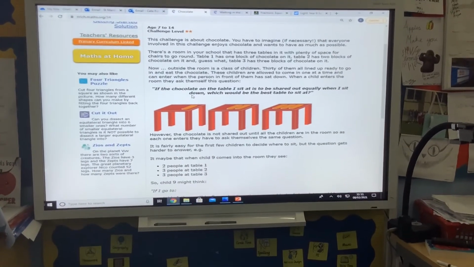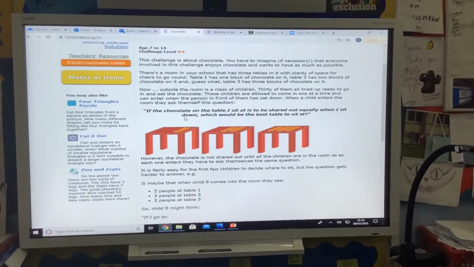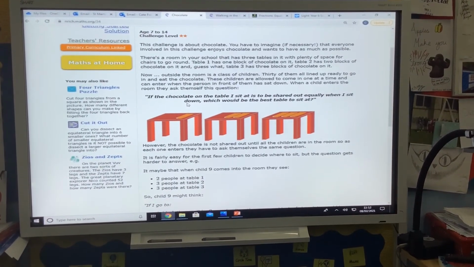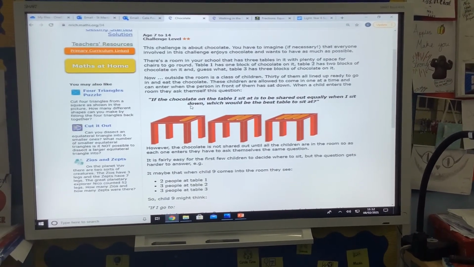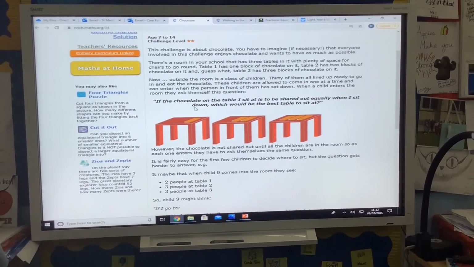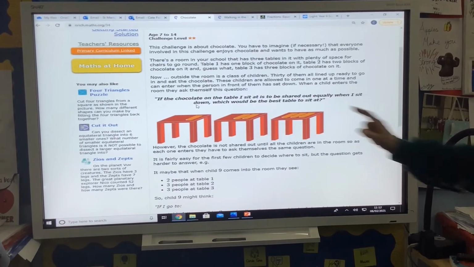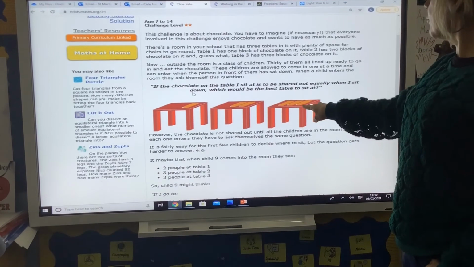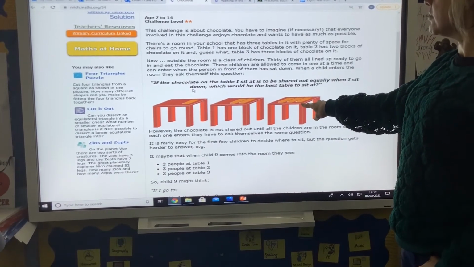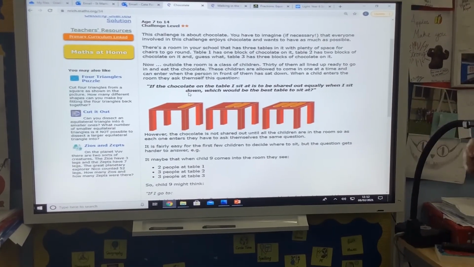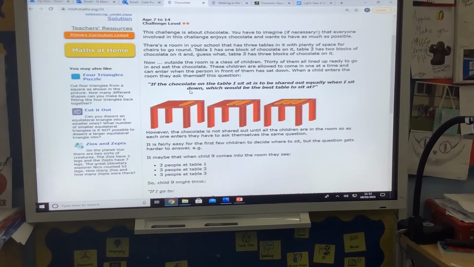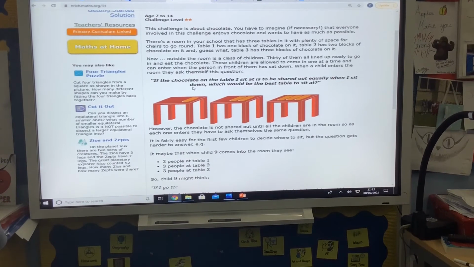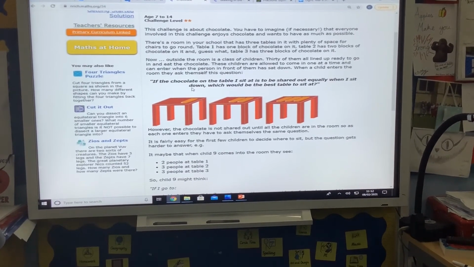This challenge is about chocolate. You have to imagine that everyone involved in this challenge enjoys chocolate and wants as much as possible. There is a room in your school which has 3 tables in it, with plenty of space for chairs to go around. Table 1 has 1 block of chocolate on it, so that's here. Table 2 has 2 blocks of chocolate, and table 3 has 3 blocks of chocolate on it. Outside the classroom is a class of children, 30 of them, all lined up ready to go in and eat the chocolate. These children come in one at a time. They can only enter when the person in front of them has sat down.